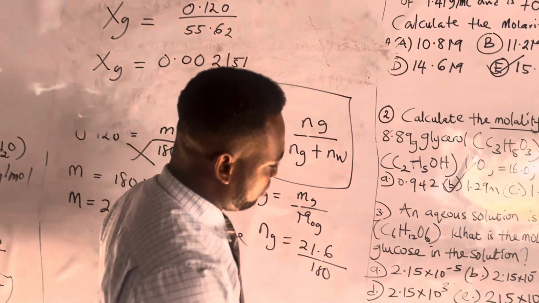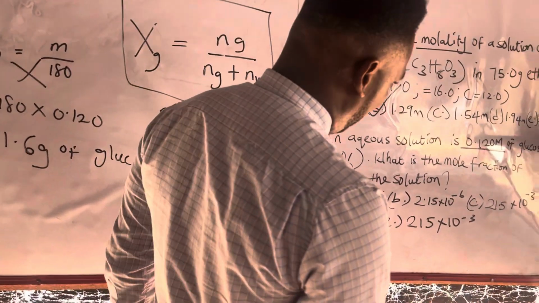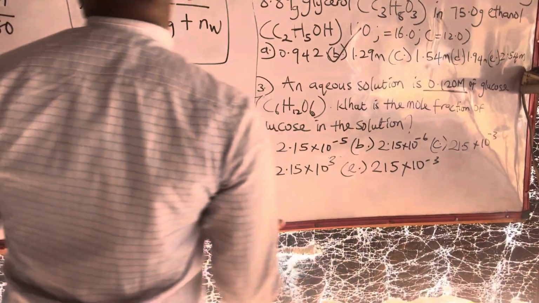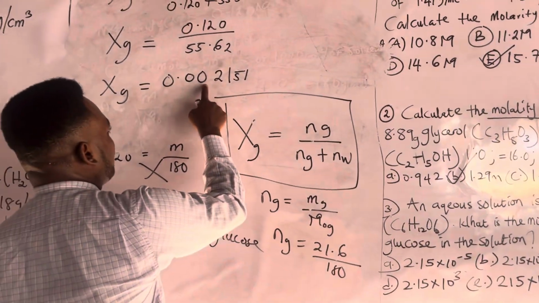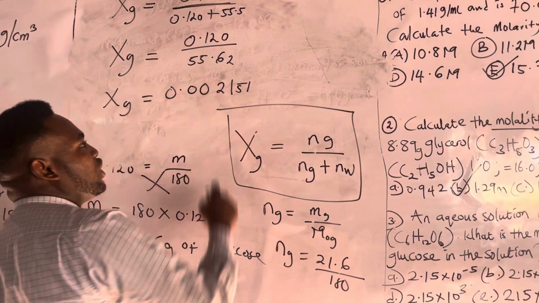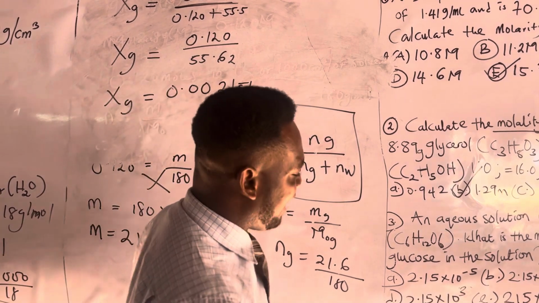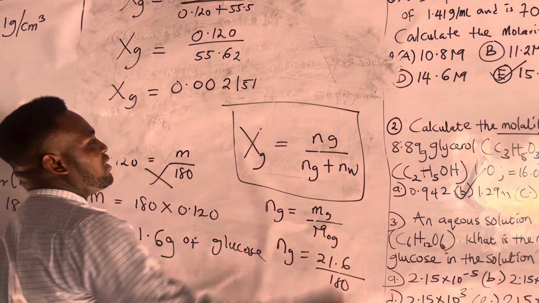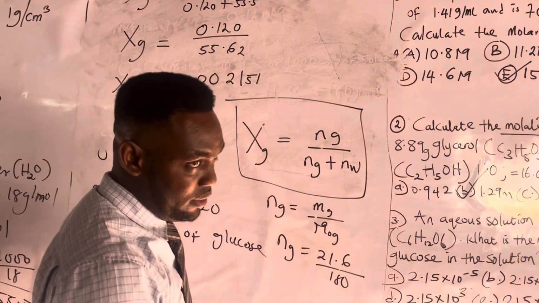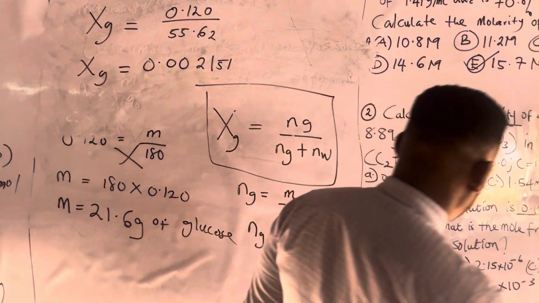Let's look at the options. Our options are in standard form, of course. If you put this one in standard form, that's like shifting this point to this place. 1, 2, 3. That's 3 times. It becomes 2.151 times 10 raised to the power minus 3. Why minus 3? Because this number is less than 1.